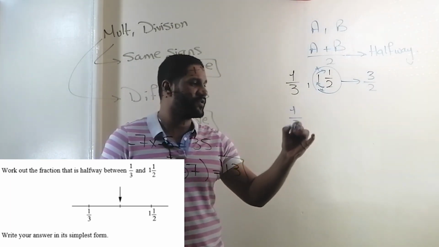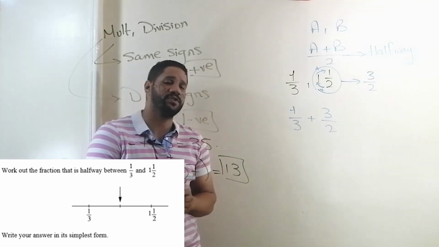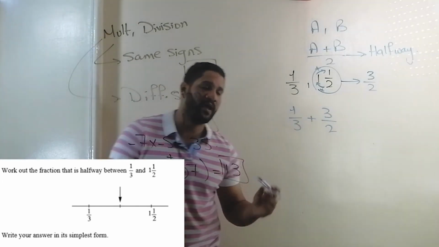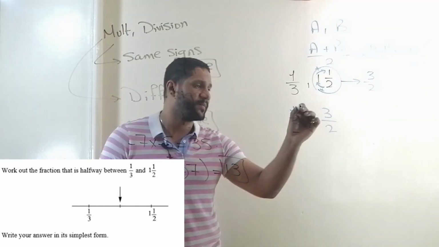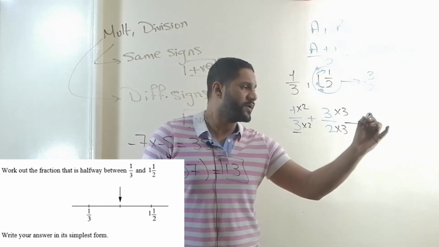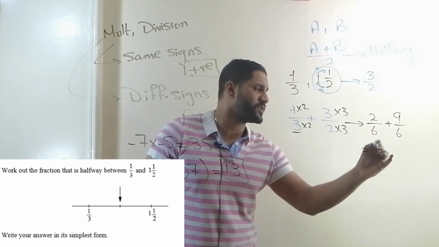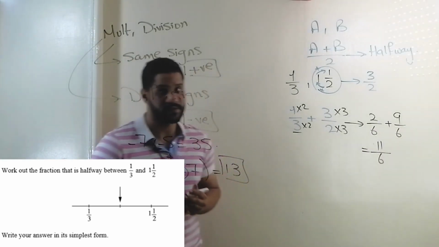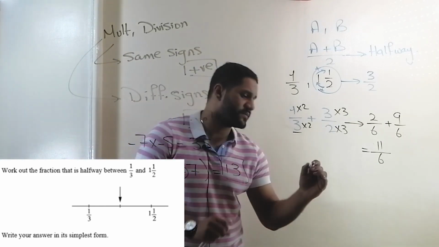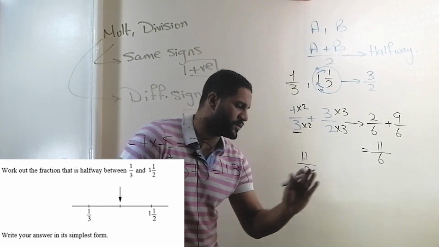So I have 1/3 added to 3/2. I am adding two fractions here, and I cannot add them unless they have the same denominators. Multiplying by 2 up and down, and multiplying by 3 up and down, it will give me 2/6 plus 9/6, which is 11/6. This 11/6, I want to divide by 2.